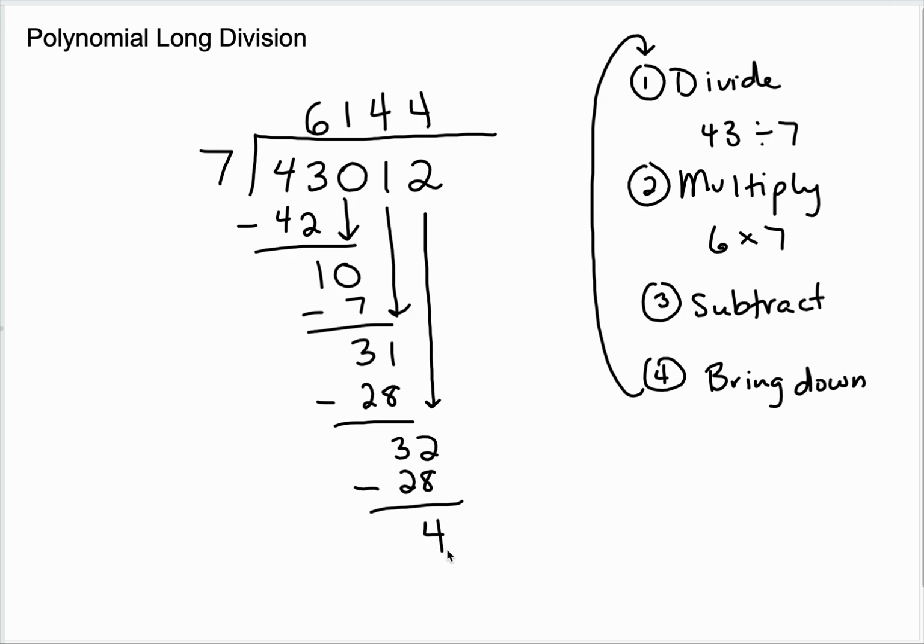And so now I have a remainder of 4. So I'm going to write this as a fraction. I have 4 sevenths, 4 being the remainder, over what I was dividing by, so over the 7.